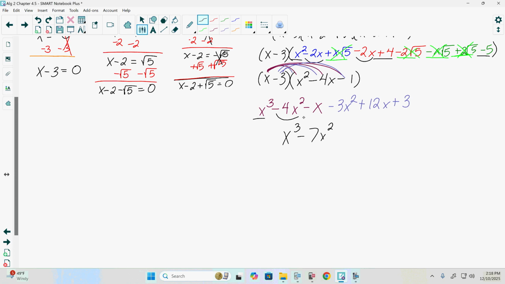Lastly, we're going to combine like terms. X cubed doesn't have any like terms. Negative 4x squared, negative 3x squared give us negative 7x squared. Negative x plus 12x is plus 11x. And our constant term of 3 doesn't have any like terms, so that is it there.